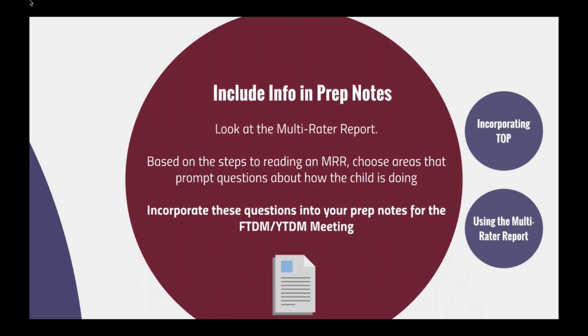Okay. So once you've had a chance to review the multi-rater report and think through some of the information in there, the next important step is to include this information in your prep notes. Based on what I just talked you through in terms of reading it, think about areas that prompt questions for you. What seems interesting about something in particular that you're seeing on the report? Based on your understanding of the case, what makes sense and what doesn't make sense? Where do you have additional questions that you need to ask? Incorporate these questions into the prep notes so that you can refer back to that information in the future and use it in the meeting that you're having.